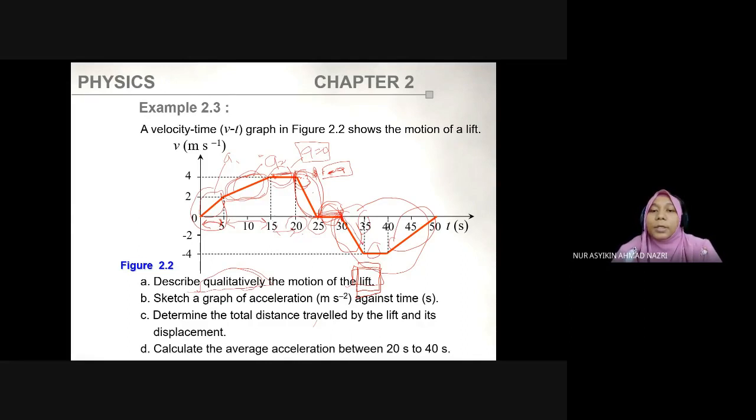Dekat sini kita boleh cakap motion dia pun menurun sebabnya dia dah below dari origin kita 0, then below than this. So the displacement dah negative. So kita boleh kata lift tu turun ke bawah. And then with an acceleration juga, so slowing down juga. And then dekat sini pun constant velocity, so move with no acceleration, tak ada acceleration lah kat sini.